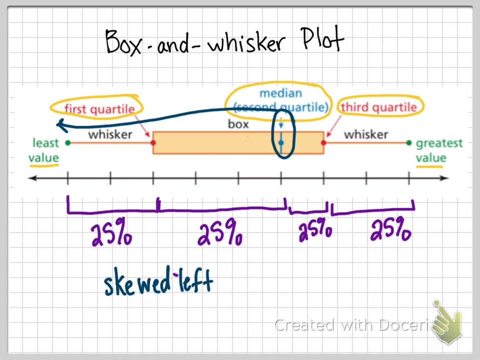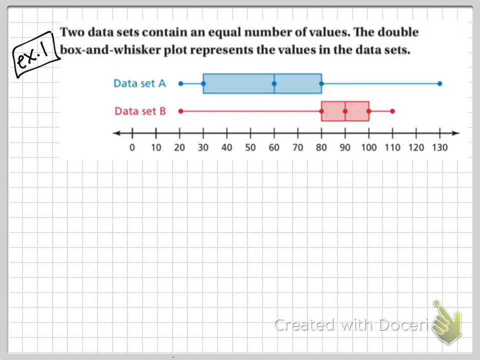Because most of the data is to the left of that median, right? It's skewing to the left. So you can see distribution of data also in a box and whisker plot. Here's an example. This one says 2 data sets contain an equal number of values. The double box and whisker plot, which is what this is, is 2 different box and whisker plots, showing the data in these 2 different data sets, set A and set B.